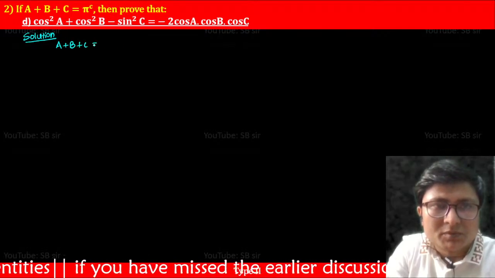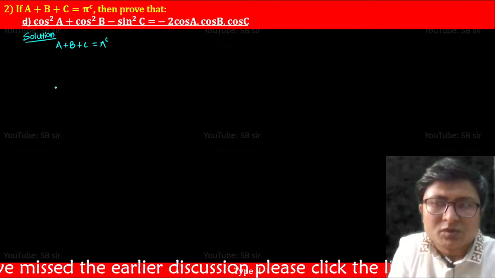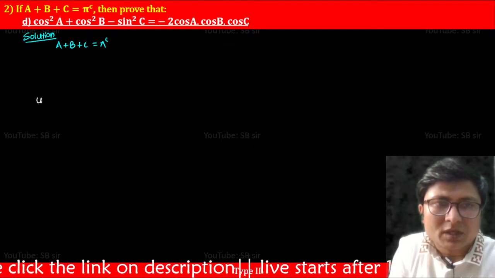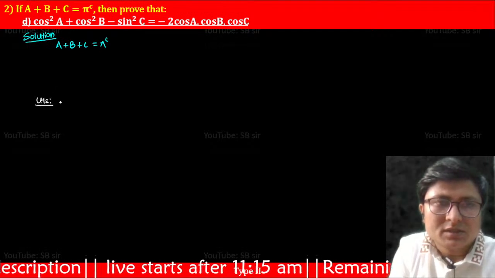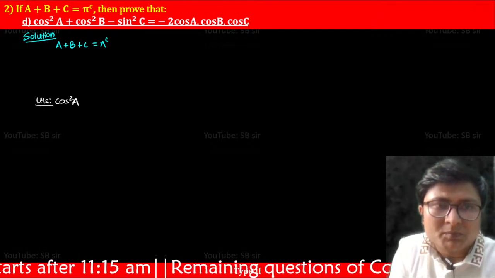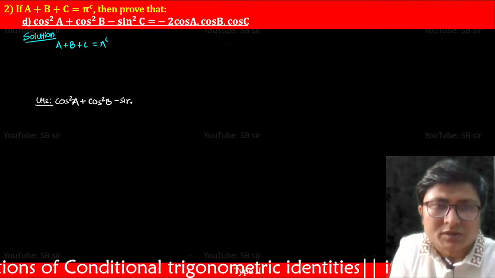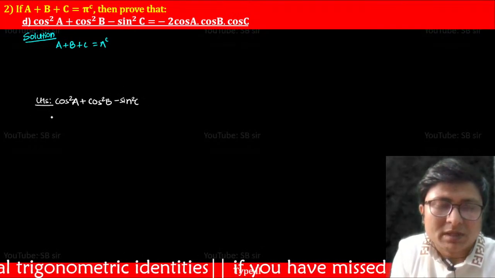Here A plus B plus C equals pi radian. So just leave a few spaces here and then write LHS. The LHS is cos square A plus cos square B minus sin square C.